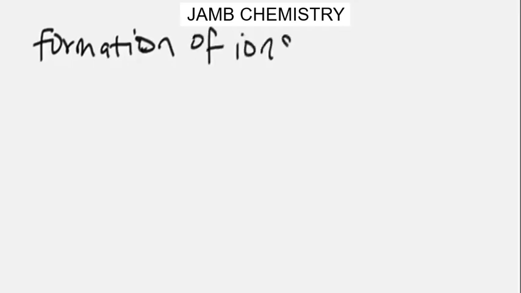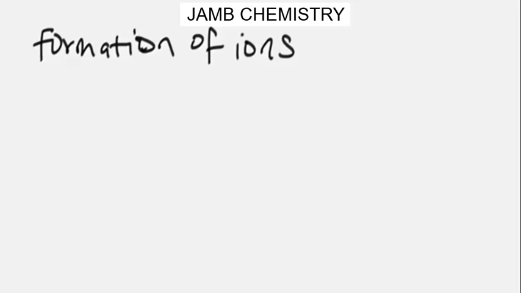Okay, so we are looking at formation of ions. All right, now let's begin by knowing what an ion is. Now, an ion is simply an atom or group of atoms that possesses an electric charge. Okay, now ions are made when electrons are transferred. Basically, ions are charged particles. They can be a single atom.